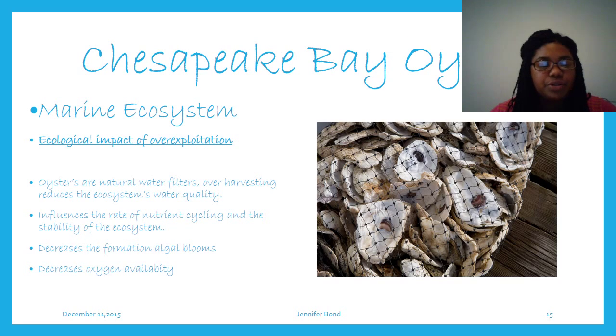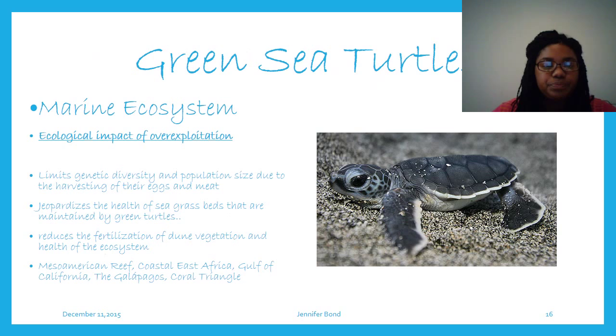Chesapeake Bay oysters have also been subjected to overexploitation. Oysters are natural water filters, so overharvesting reduces the ecosystem's water quality. It also influences the rate of nutrient cycling and the stability of the ecosystem. It decreases the formation of algae blooms, and it decreases oxygen availability.